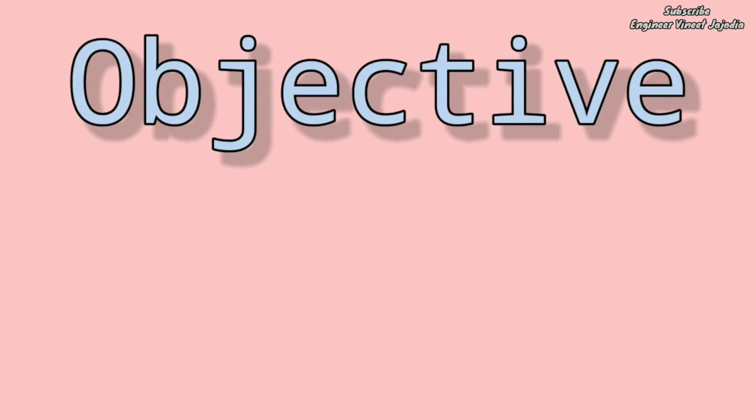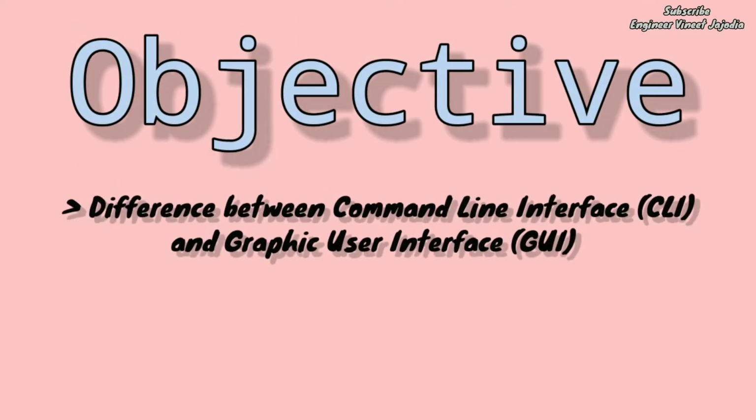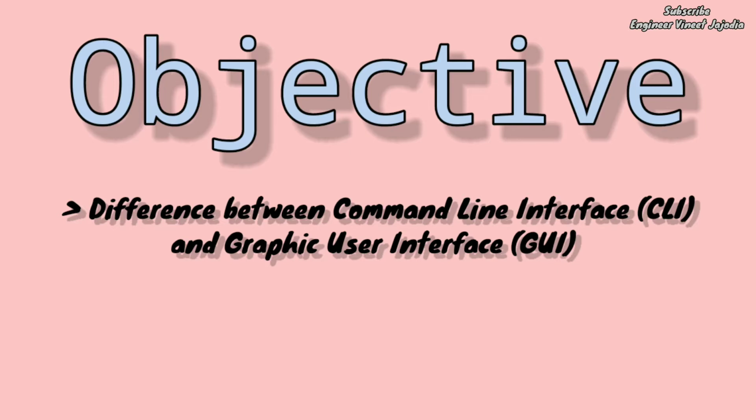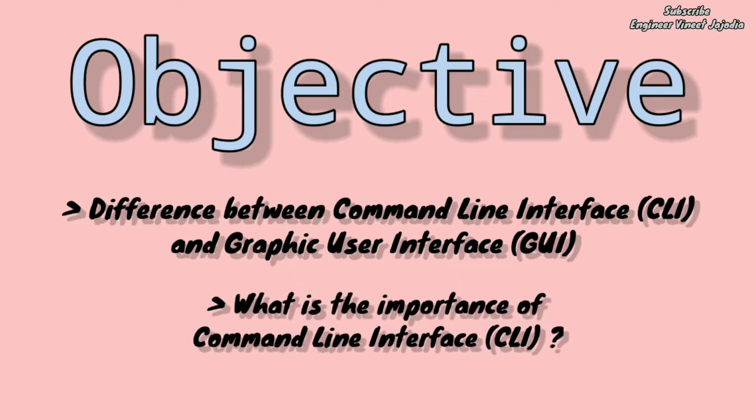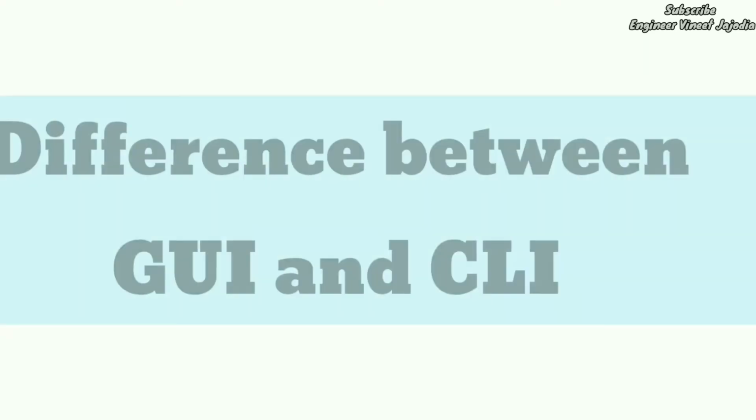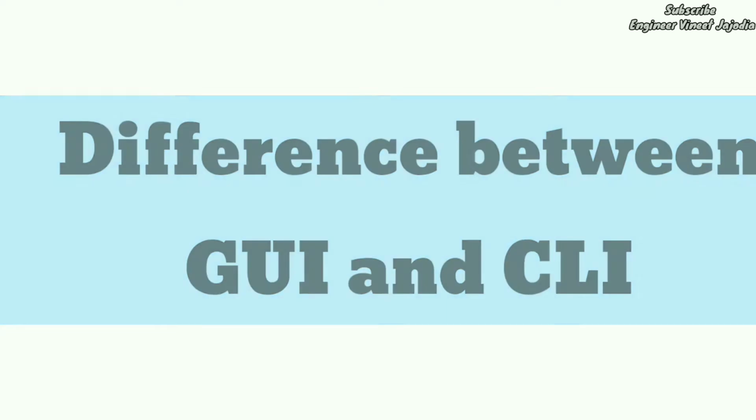The objective of this video is to understand the difference between the command line interface, that is called CLI, or the graphic user interface, that is called GUI. And then we are going to see the importance of CLI over the graphic user interface. So let's begin with the objective now. Let's see the difference between GUI and CLI.